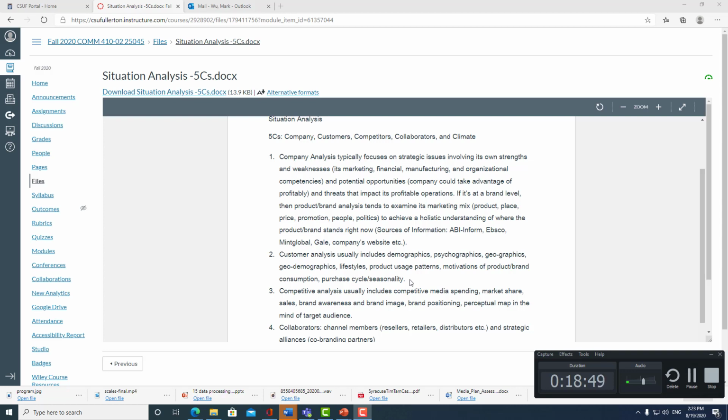And the next one is called competitive analysis. Usually, you can sometimes find the competitive media spending, if you can, and then market share.